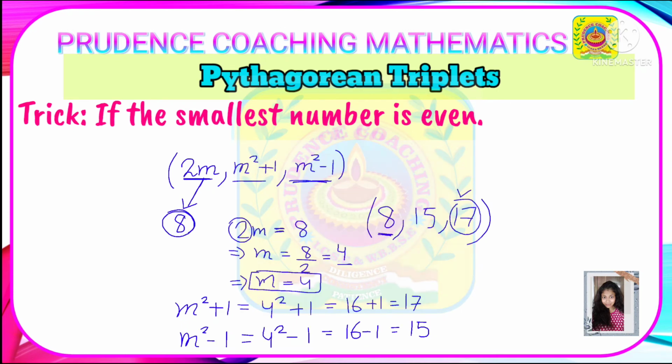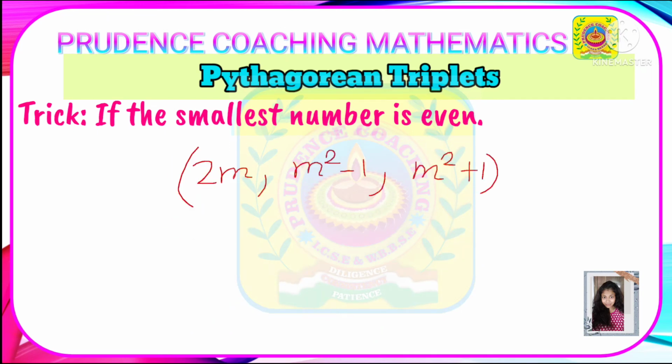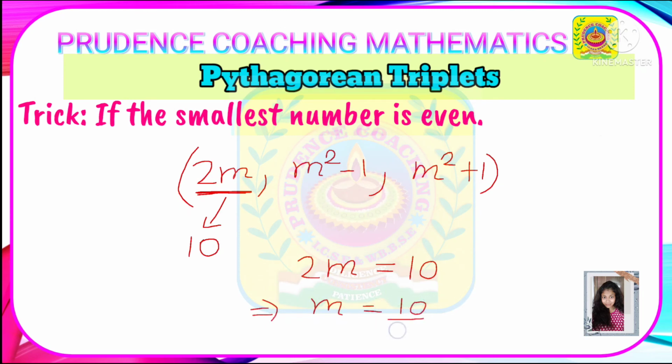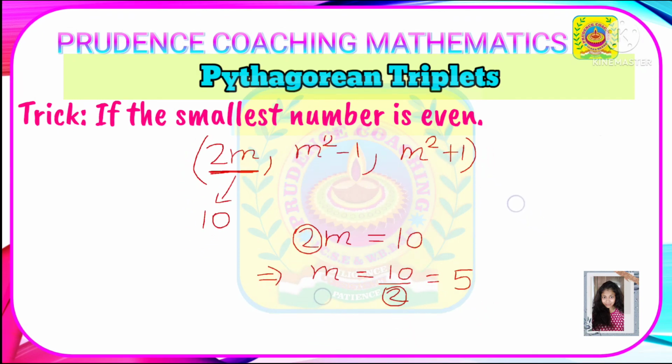So let us go through one more example to clear our concept. If in the question we are given that the smallest number among the triplet is 10. So 10 is an even number, and the smallest among the triplet when it is an even number is 2m. So here the value of 2m is given to be 10. So we can write 2m equal to 10. From here we can calculate the value of m. So m will be 10 divided by 2, because this 2 was in the multiplication, on the other side it will be in the division. So 10 divided by 2, you are getting 5. So 5 is the value of m.